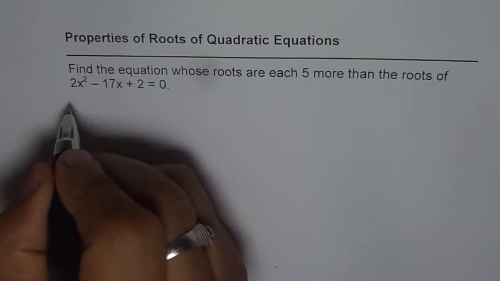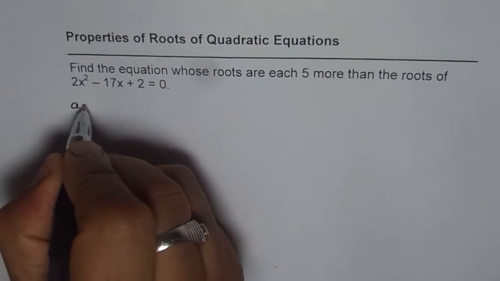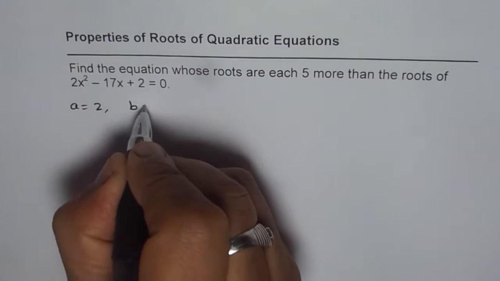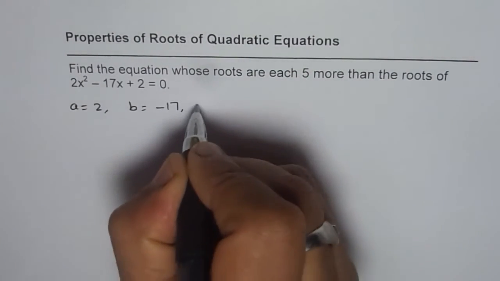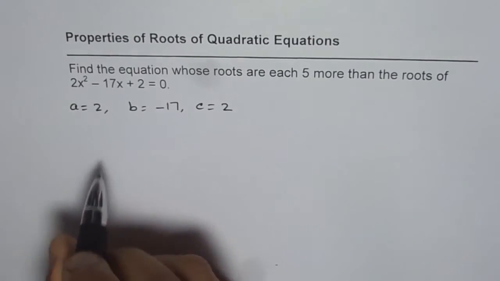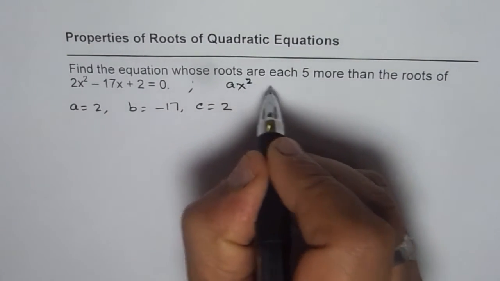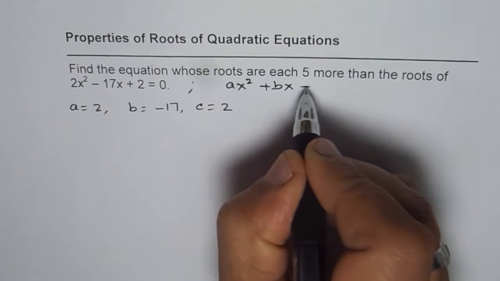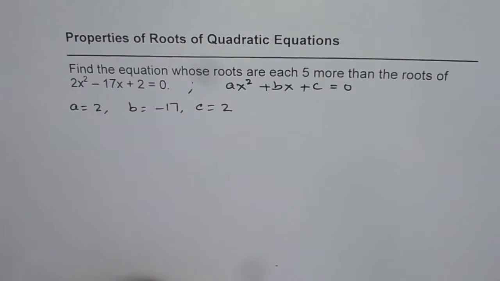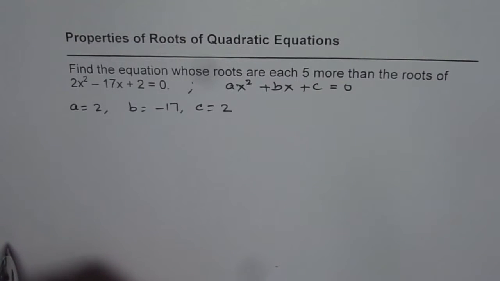Now, in the given equation, we know a equals 2, b equals minus 17, and c equals 2 when we compare it with the standard equation of the form ax square plus bx plus c equals 0, correct? Now, you can also write a quadratic equation in terms of the sum of roots and the product of roots, right? I hope you remember that.